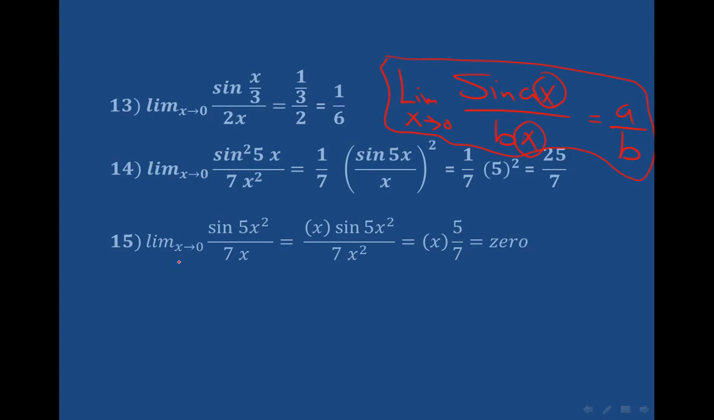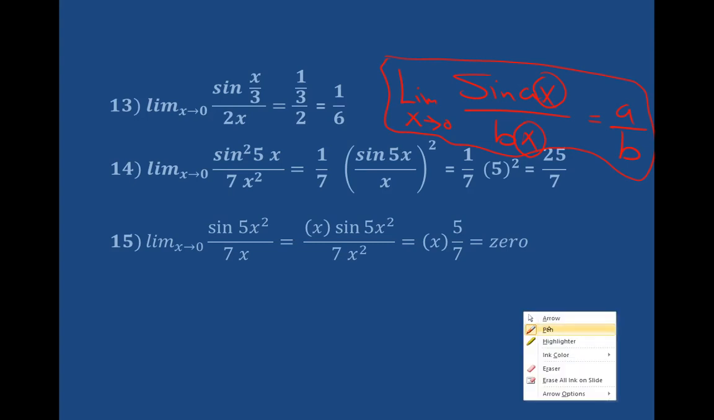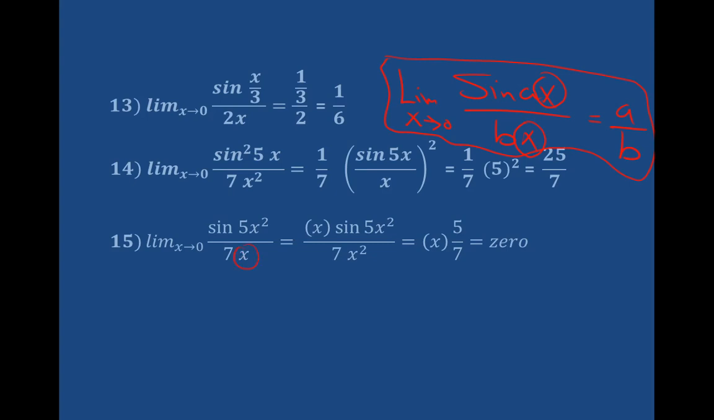In this problem, the numerator contains x power 2, but the denominator contains only x. So you should multiply the denominator by x and the numerator also by x, to get the denominator 7x squared. I multiply both numerator and denominator by x. Here is x, and the denominator will be 7x squared.